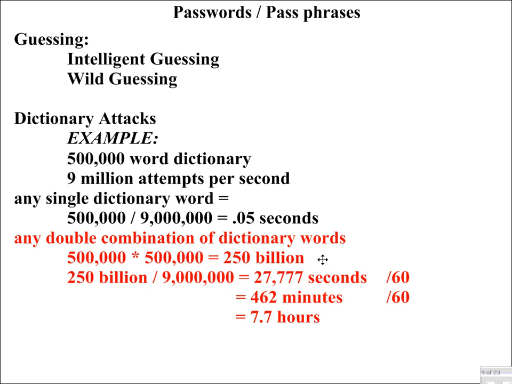A lot of different combinations. You take that and divide that by your 9 million attempts per second to get 27,28,000 seconds. You divide that by 60 to get 462 minutes. Divide that by 60 to get 7.5 hours to bust any combination of any two words in that 500,000 word dictionary. Now also take into account that this 7.7 hours represents the very last combination.